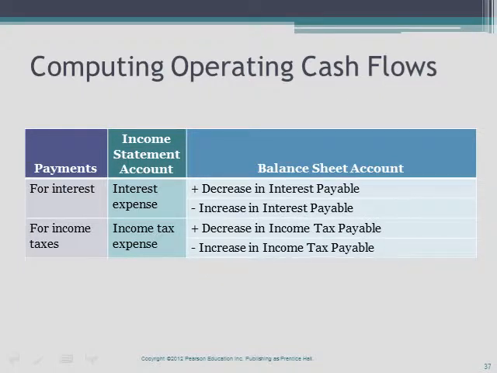And so cash paid for interest and for income taxes are reported separately on the cash flow statement. The expense accounts often have a related current liability. A decrease in the liability is added to the expense while an increase is subtracted.